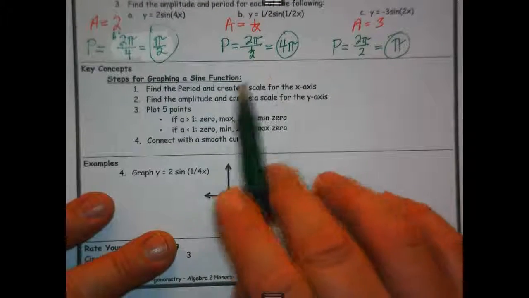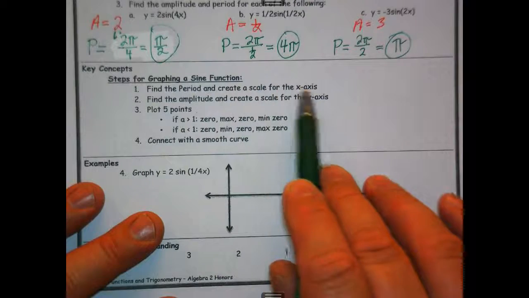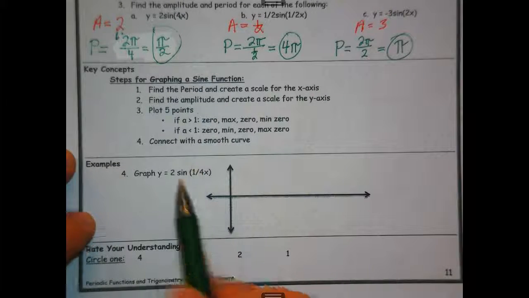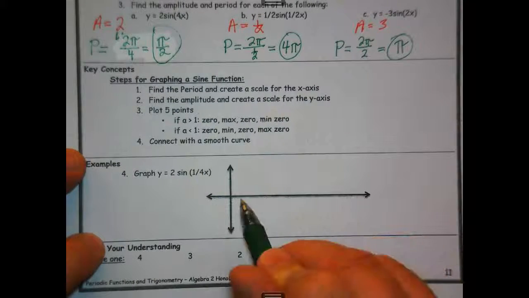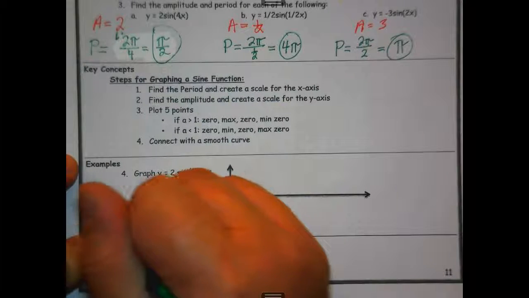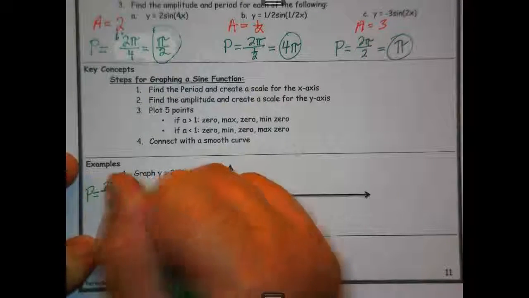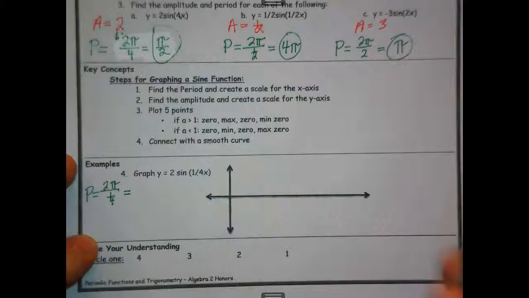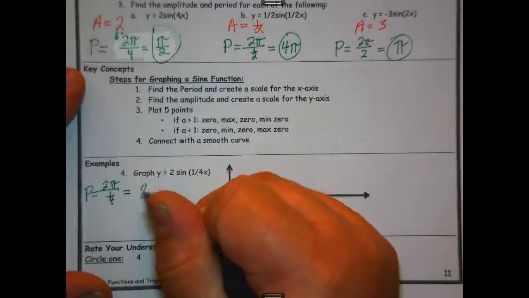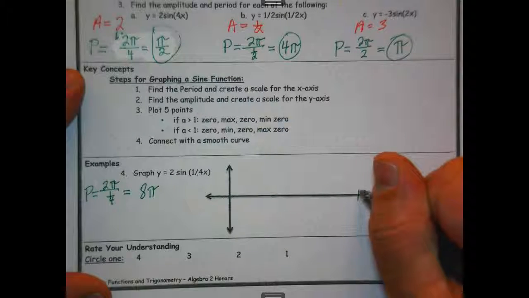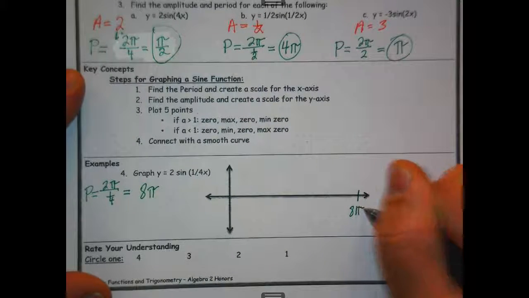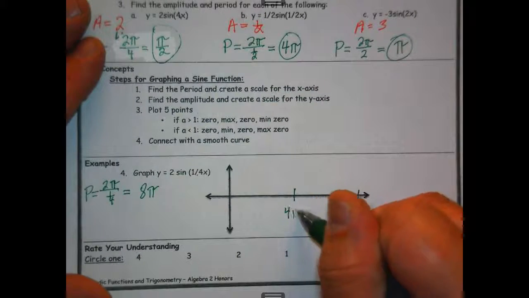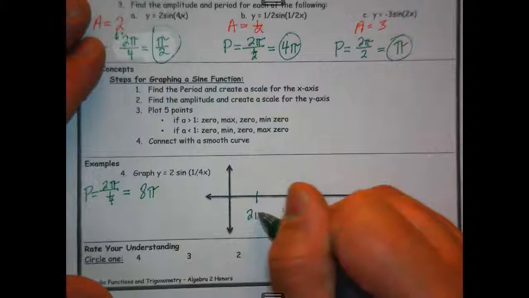Okay, here are the steps. Find the period and create a scale for the x-axis. So here's my problem, 2 sine of 1/4 x. I have to find the period for the x-axis scaling. The period, 2 pi over b, which is 1/4. What does this equal? That's right, 8 pi. So to end here at 8 pi, I need 4 points. What's half of 8 pi? What's half of 4 pi? So what's the other one?